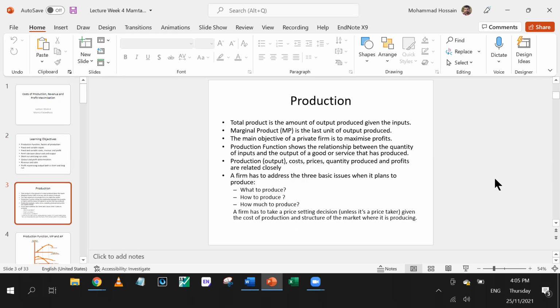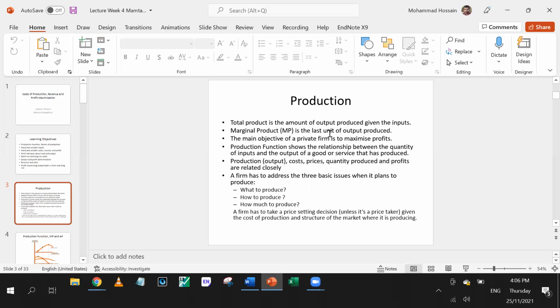Production. So what is the total production? Total production is the amount of output produced given the input. How much you're producing, maximum, that is your total product. Marginal product means how much extra product you are getting from an extra input, the last unit of output produced. Let's say they produce 10 in a go. Then you cannot say only one product, the 10 will become 1 unit.